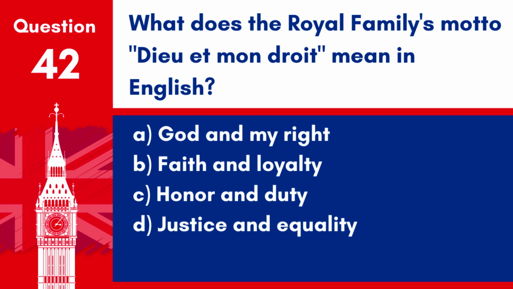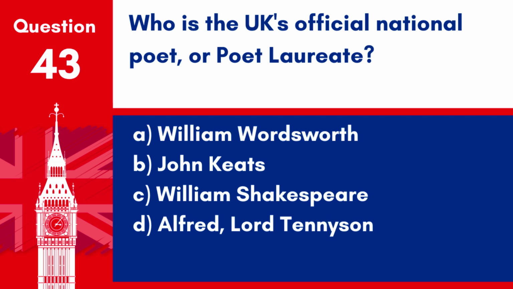Question 42. What does the royal family's motto, Dieu et mon droit, mean in English? A. God and my right. B. Faith and loyalty. C. Honour and duty. D. Justice and equality. Answer: A. God and my right. The royal family's motto, Dieu et mon droit, translates to God and my right in English, reflecting the divine right of kingship.